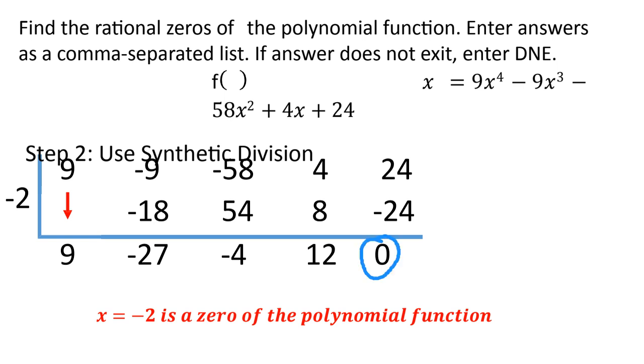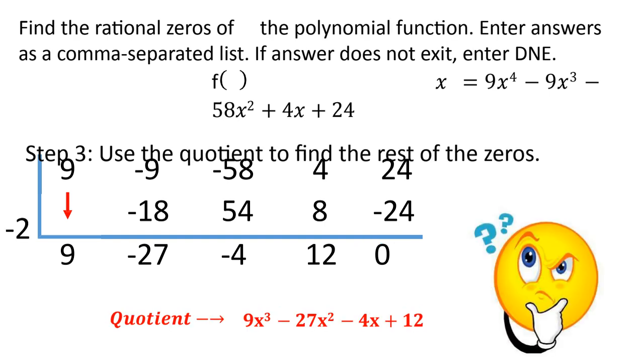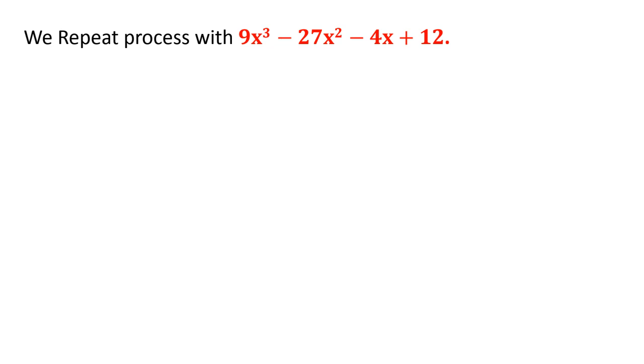But we want to find all 4. Because remember, this is a polynomial of degree 4. That means that I'm going to have 4 zeros. Okay. So this is my new quotient. What can I do next? So we're going to repeat the process with the new quotient.